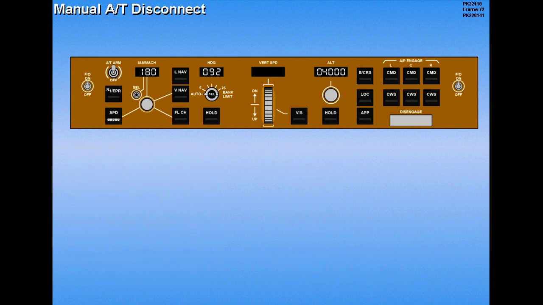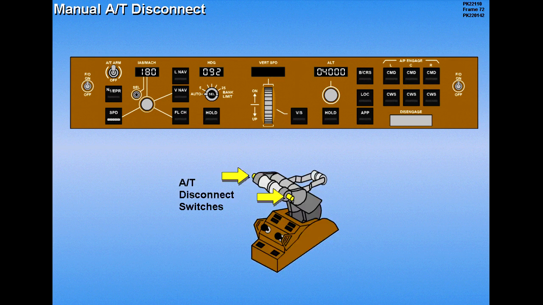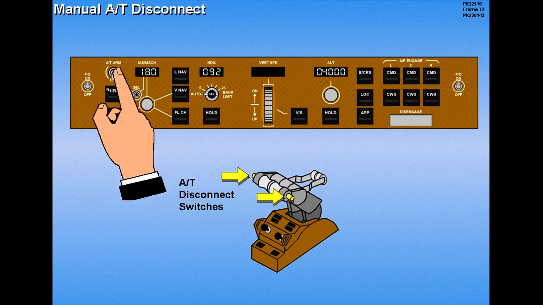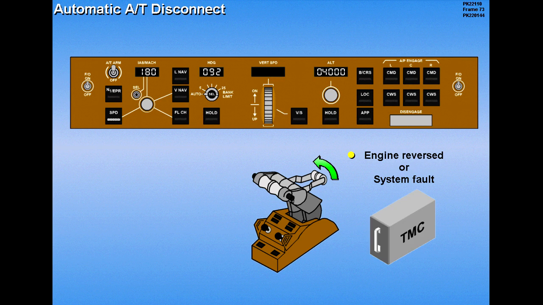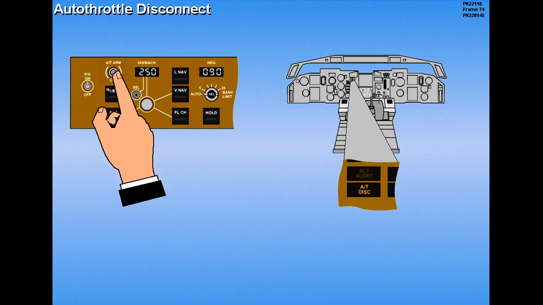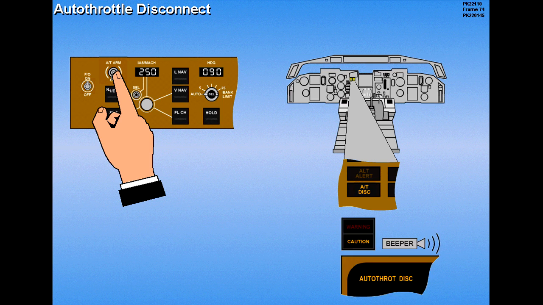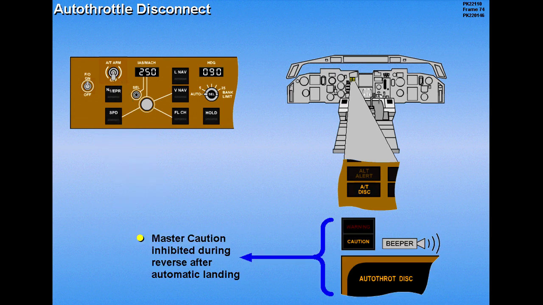The auto throttle can be manually disconnected in one of two ways: by either pressing the disconnect switch located on the throttles, or by moving the auto throttle arm switch to off. An automatic disconnect occurs when either engine is reversed or when a system fault is detected by the thrust management computer. A disconnect for any reason causes an amber auto throttle disconnect light to illuminate and an associated ICAS caution alert appears. The master caution system is inhibited during thrust reverser operation after an automatic landing to prevent distractions.